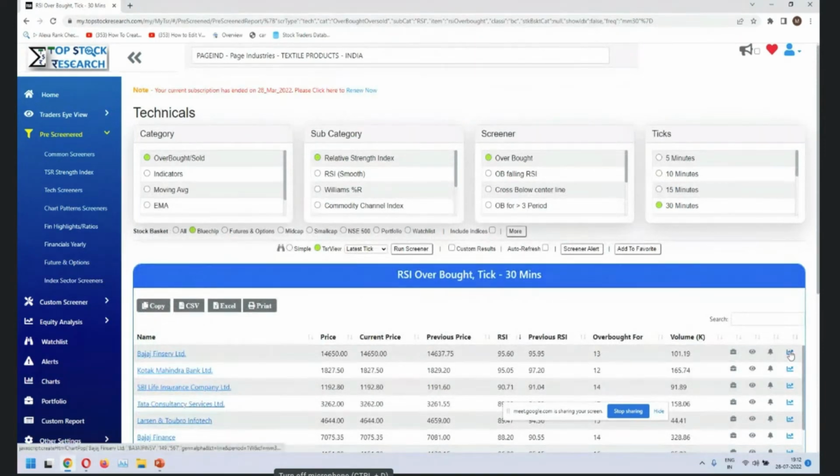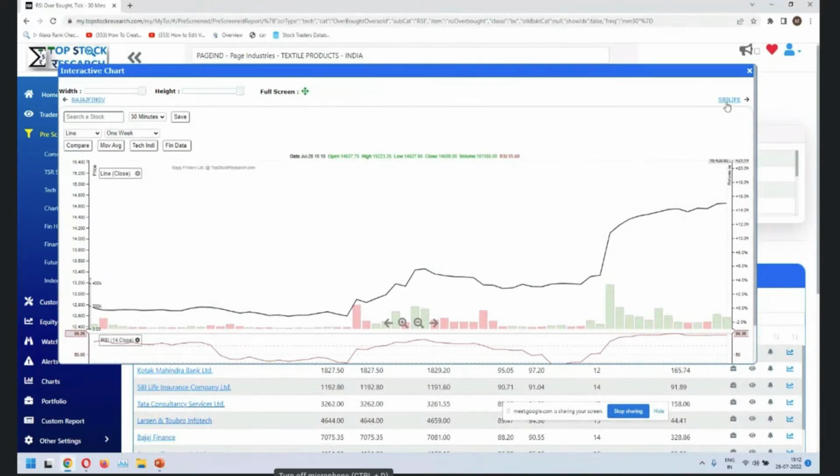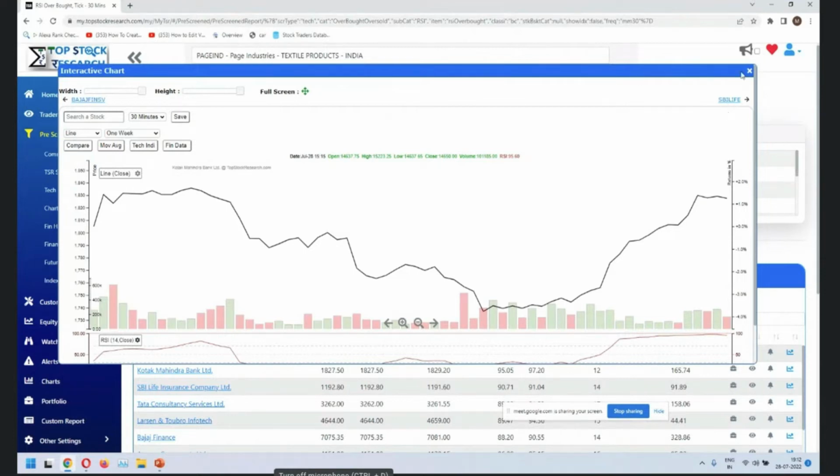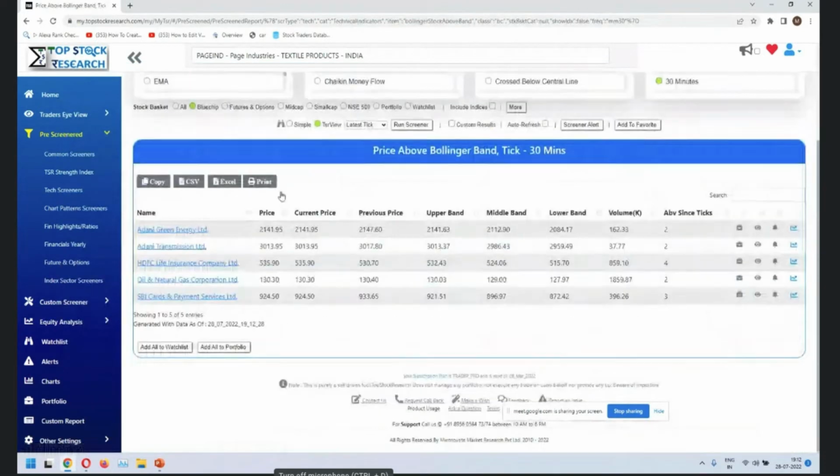So if you look at Bajaj Finance, it's heavily in overbought territory. If you see, it's almost nearing 100, right? And why not? The price has gone up and it's continuously going up. So that's why you see it over here. Kotak Mahindra again looks very overbought.